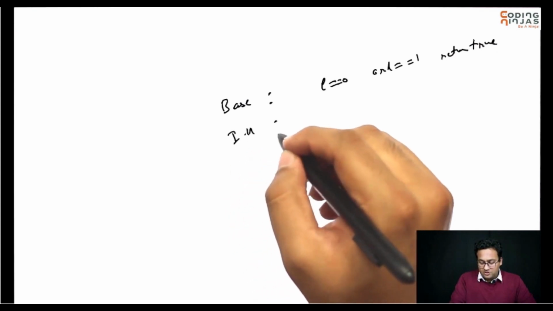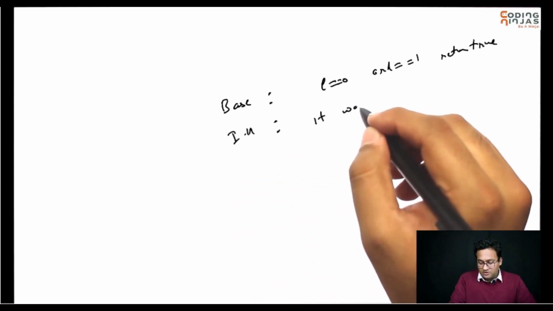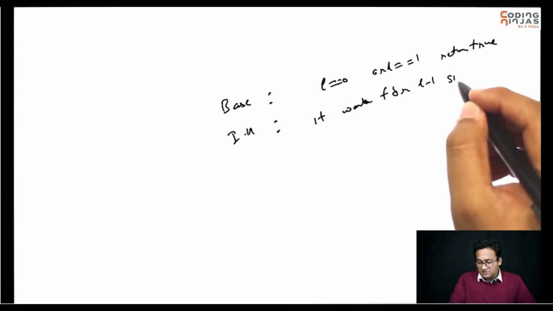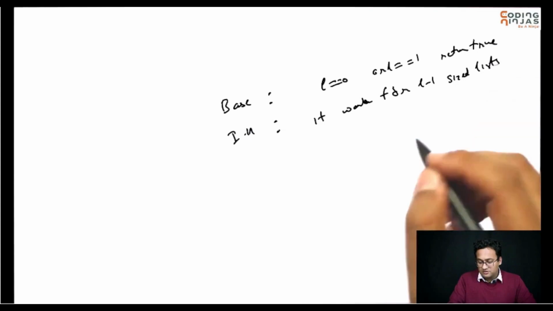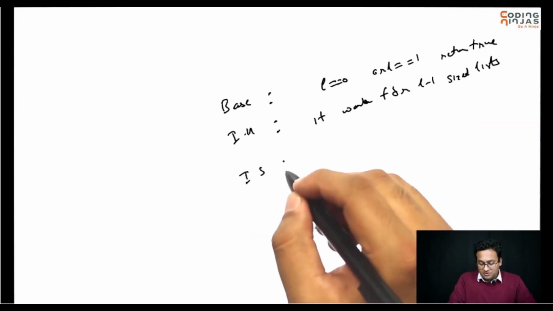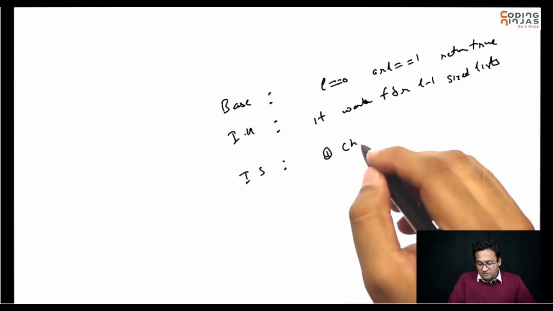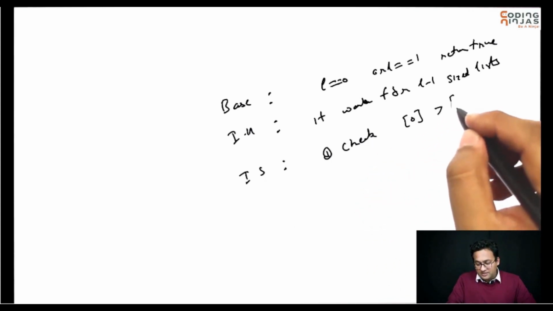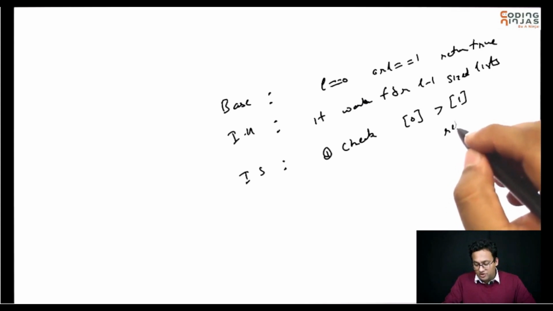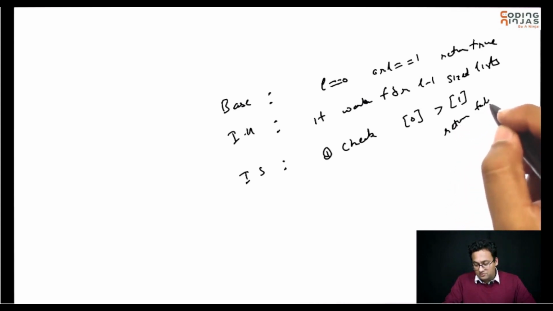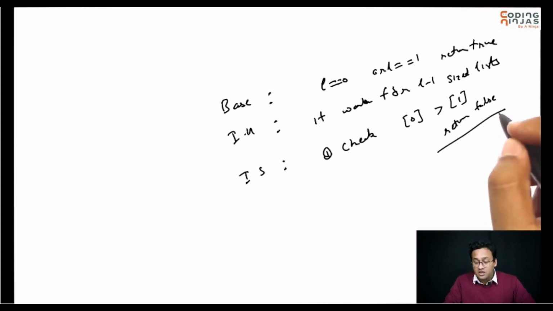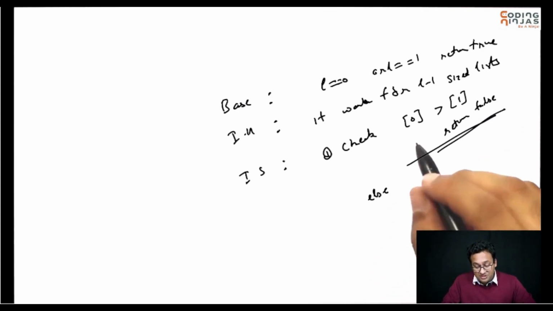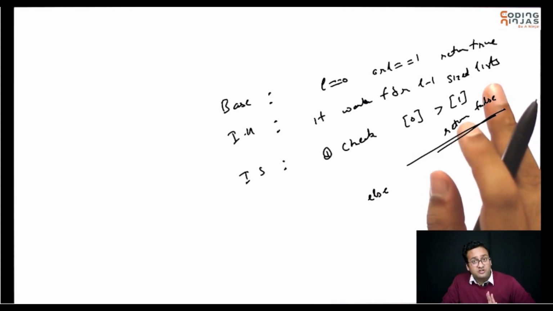Induction hypothesis, it works for L minus 1 sized lists. Induction step, I'm going to check if the first element is greater than the second element, I'm going to return false because that's not allowed. In case this is not true, else, that means the first two elements are in the right order.